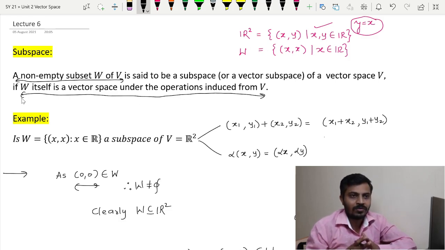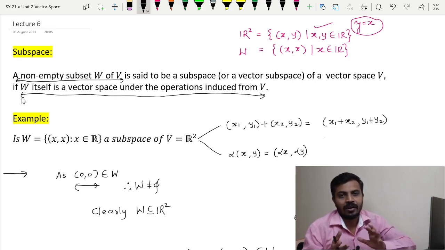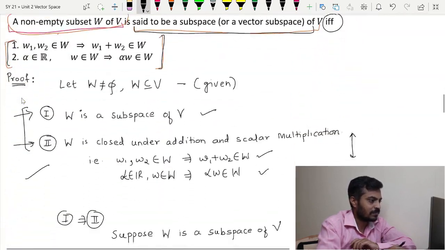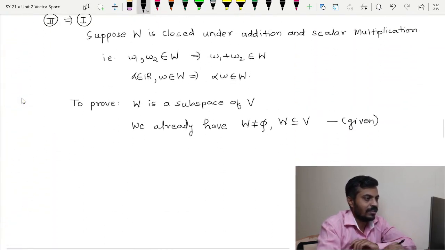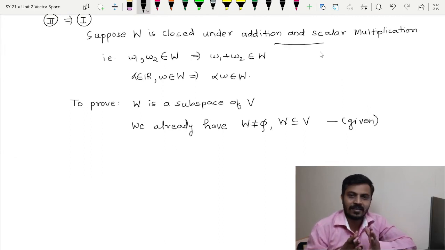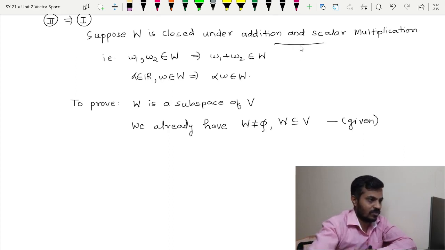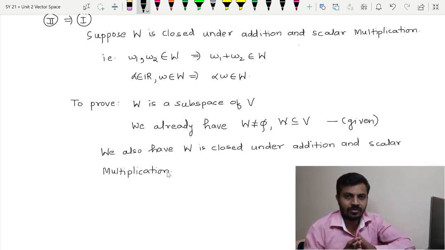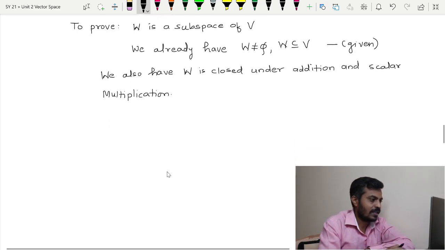It means we have to show that first of all W is closed under addition and scalar multiplication, and all that 8 properties are satisfied. But just wait a minute, it is already given to us that W is closed under addition and scalar multiplication, because that is nothing but our assumption. So it remains to prove that 8 properties. So I will write here, we also have W is closed under addition and scalar multiplication. So it remains to show that 8 properties are satisfied.